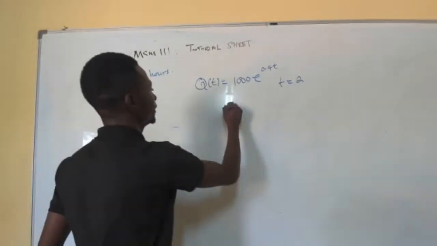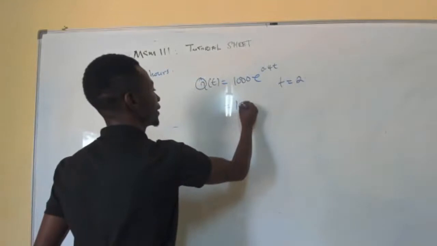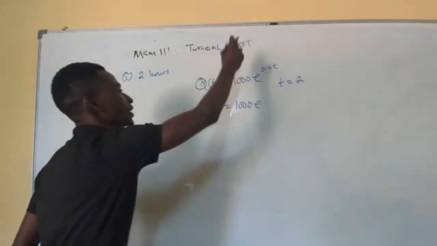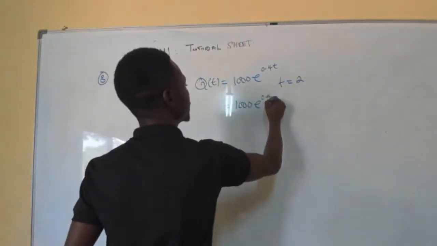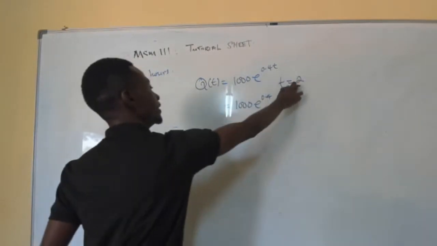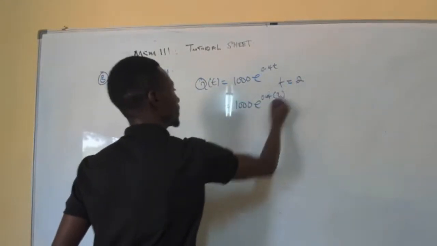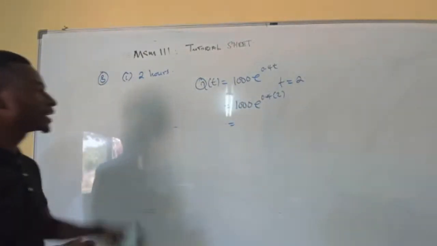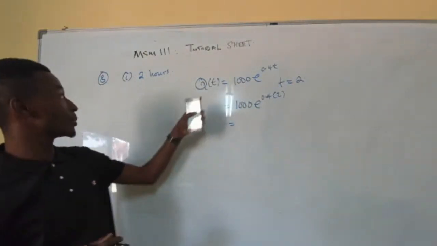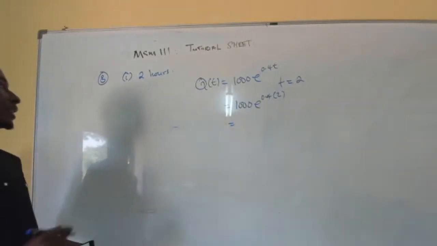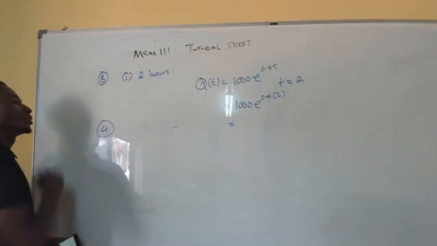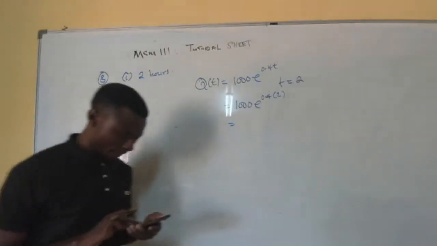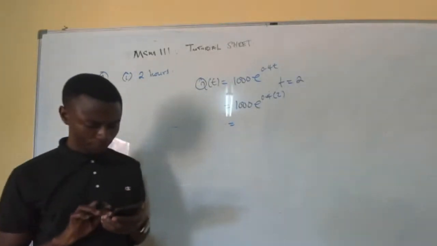Substituting, you say 1000 e to the power 0.4. What is t? t is now 2. So if you multiply there, the answer that you're going to get, that's our final answer. That's what you're supposed to do. That's question 3. Let's move to question 4.